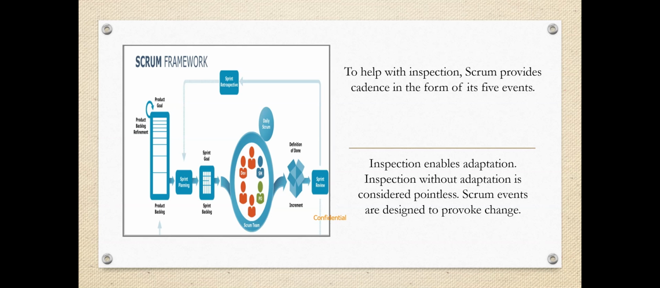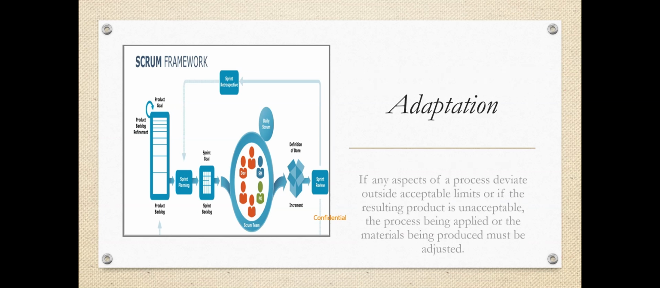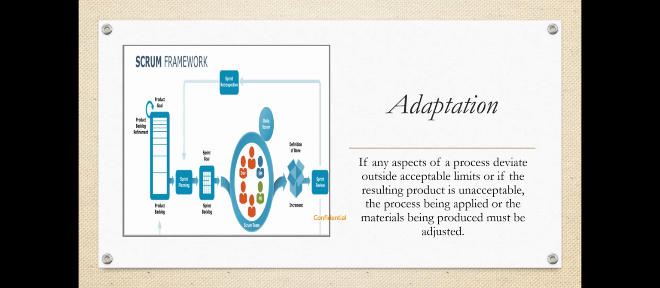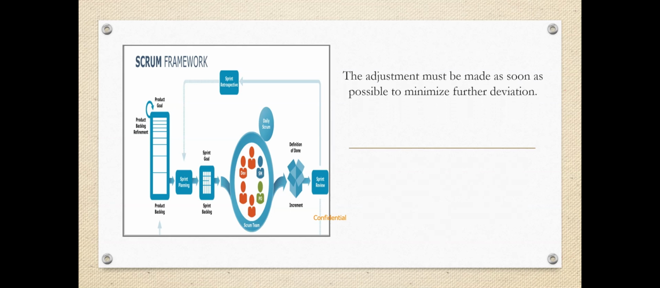Adaptation. If any aspects of a process deviate outside acceptable limits or if the resulting product is unacceptable, the process being applied or the materials being produced must be adjusted. The adjustment must be made as soon as possible to minimize further deviation.